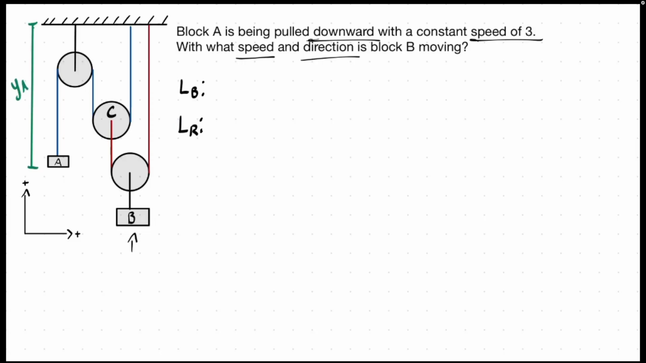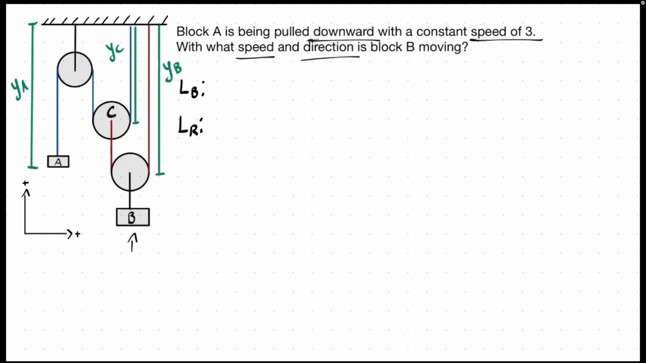And the distance from the ceiling to this pulley C, we can just write it as YC, and then the distance from the ceiling to this pulley that's connected to block B, we can just label it as YB. Okay, so now let's get the length of this blue cord.